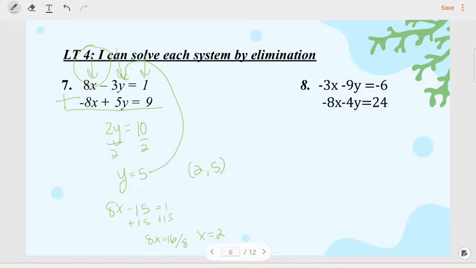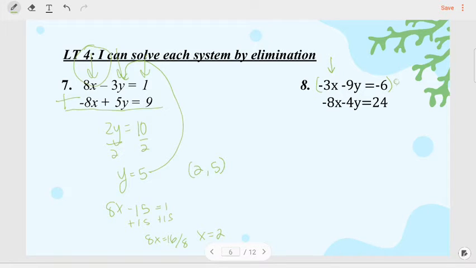Plugging it in, solving for number 8, I see that I don't have any columns that are going to add to 0, so I'm going to manipulate one of the columns to give me 0. Now if I decide to manipulate my x column, I'm looking for a common multiple of 3 and 8, which is 24. Kind of like a common denominator.